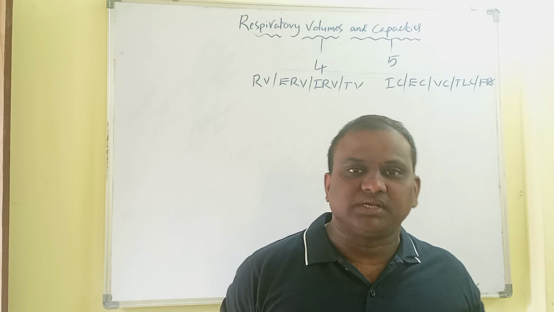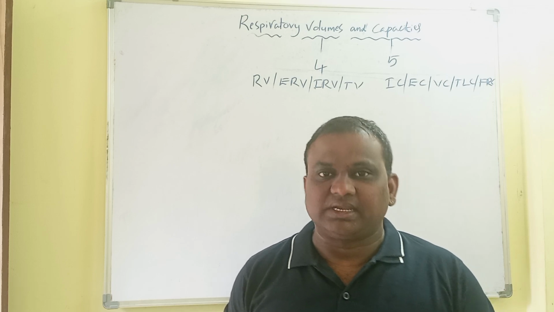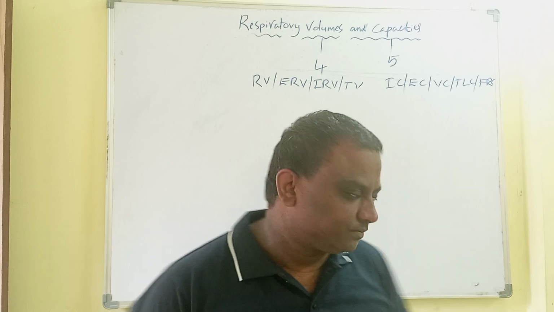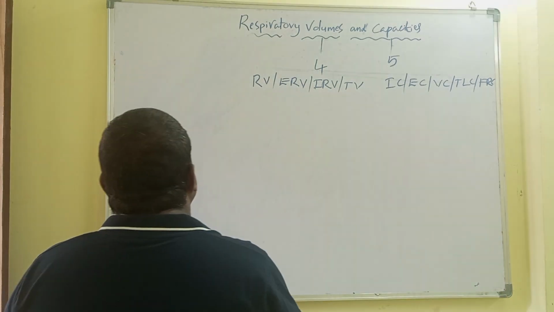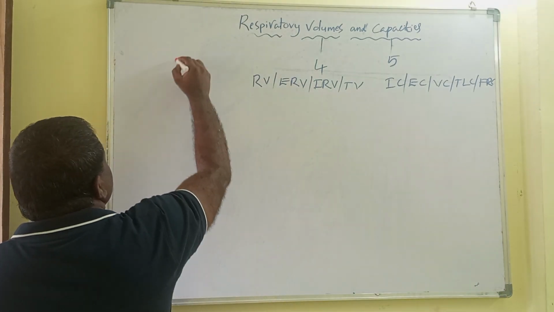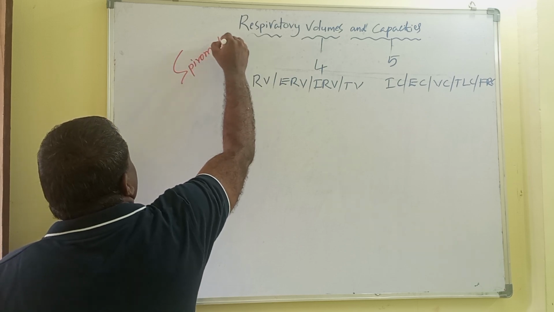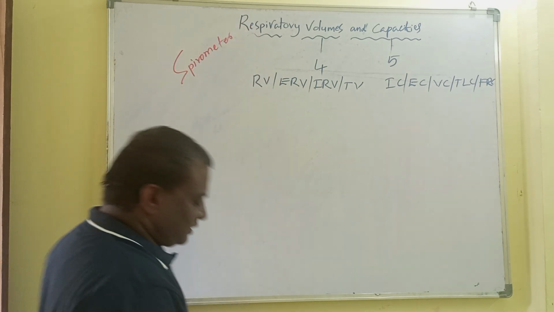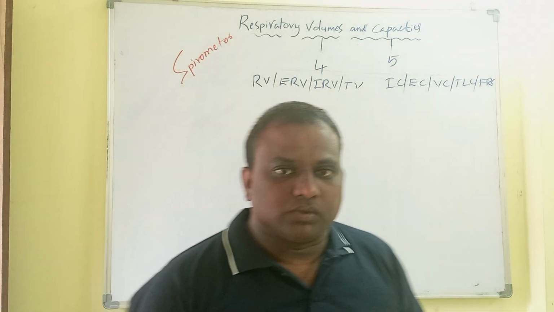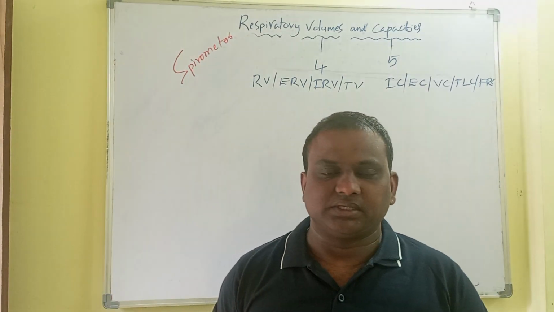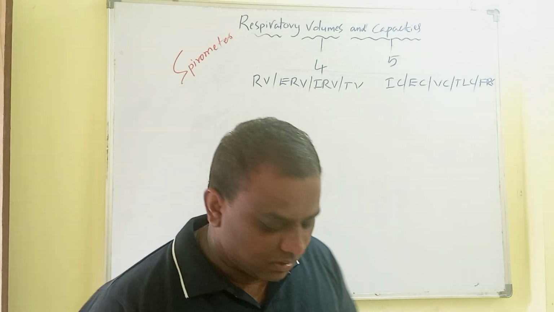These volumes and capacities we can detect with the help of a device called a spirometer. With the help of a spirometer, we can detect respiratory volumes and capacities. We'll understand respiratory volumes and capacities with the help of a small diagram, very easy to understand.